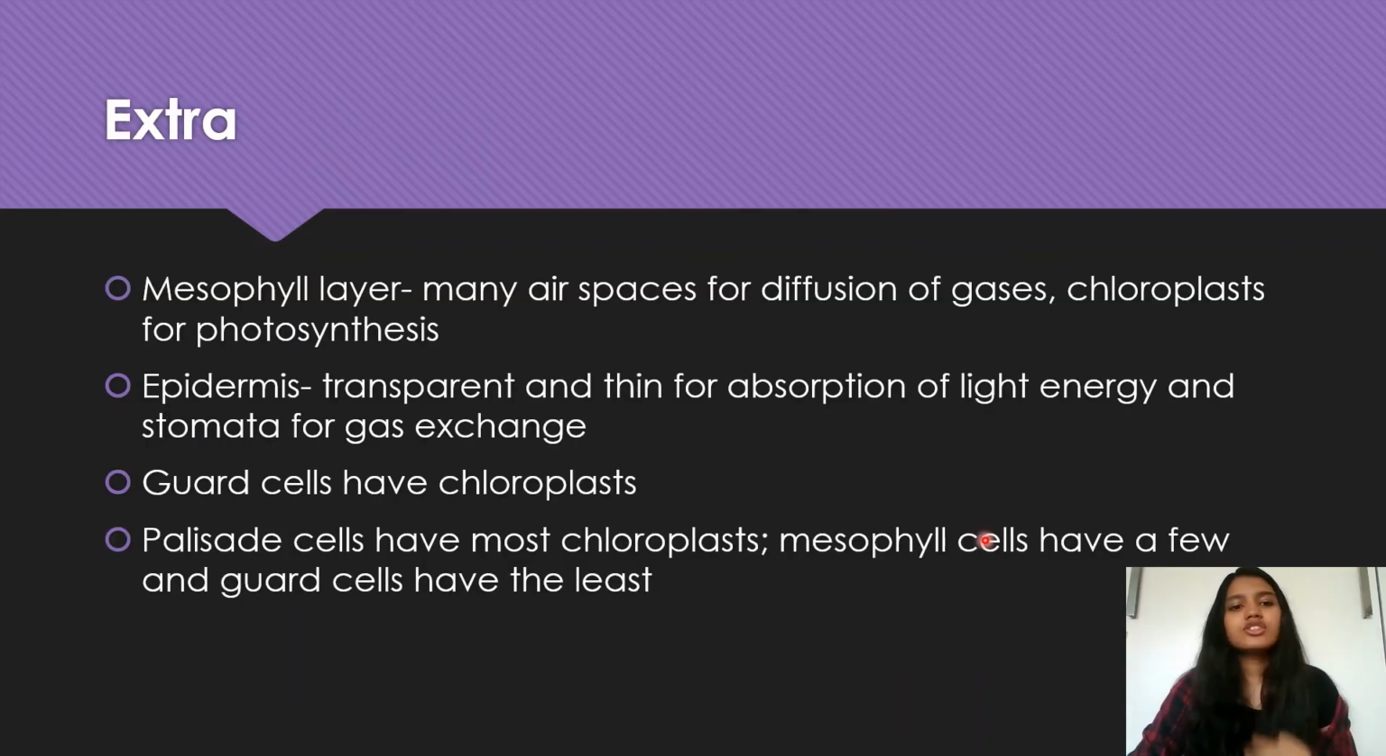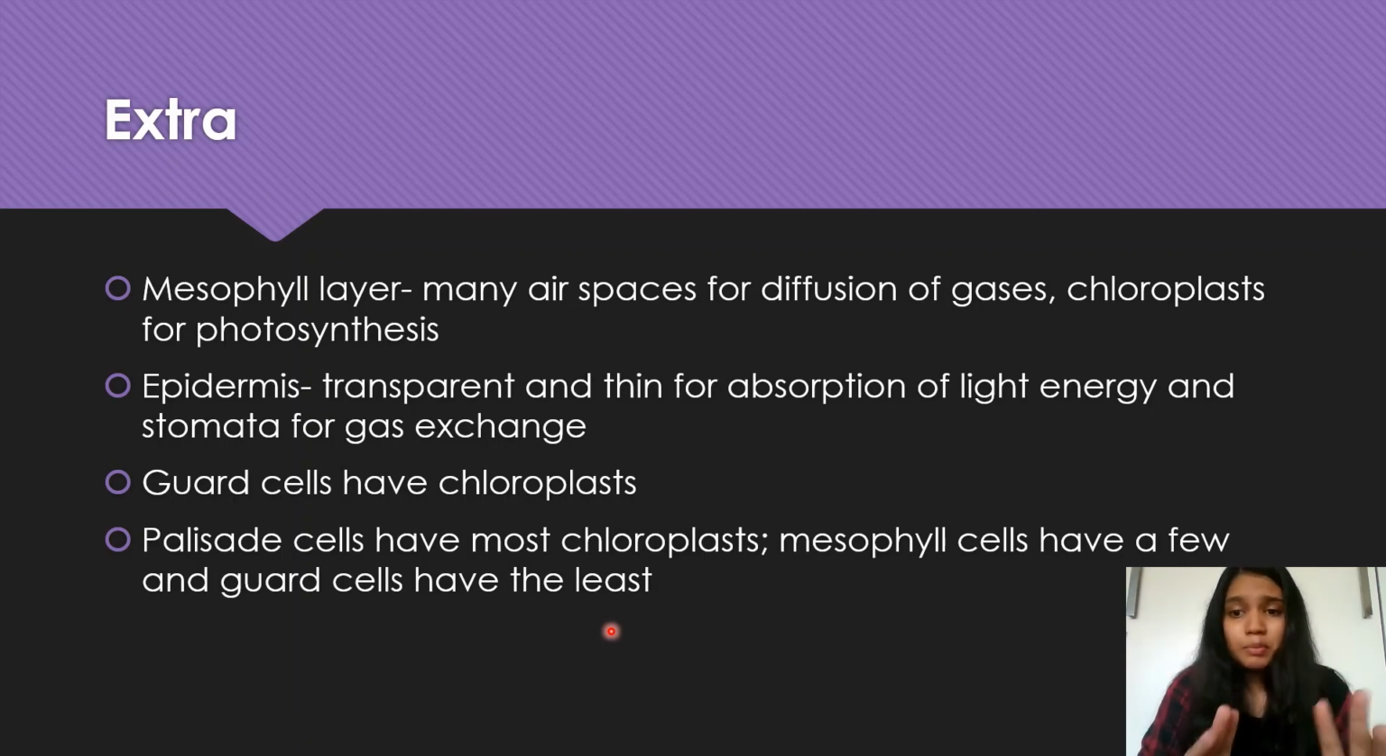So these are just some extras. These are some adaptations that I found in earlier paper mark schemes that I found useful for myself. So the mesophyll layer, which you will learn again in chapter 6, has many air spaces for diffusion of gases, and it has chloroplasts for photosynthesis. The epidermis is transparent and thin for the absorption of light energy, and it has stomata for gas exchange. Guard cells have chloroplasts. Don't forget that. Palisade cells have the most chloroplasts, mesophyll cells have few, and guard cells have the least.